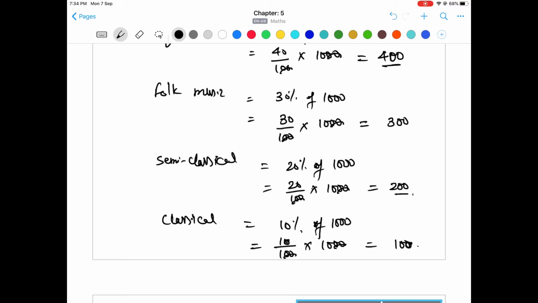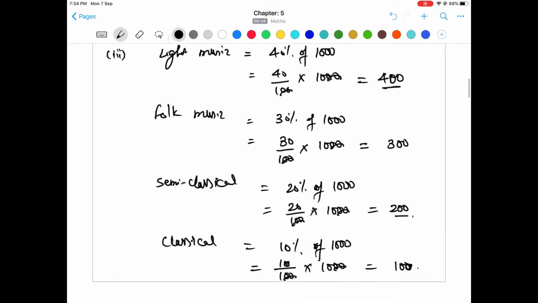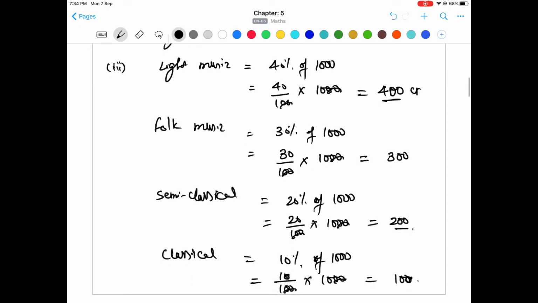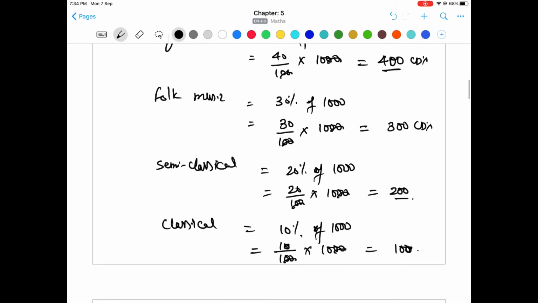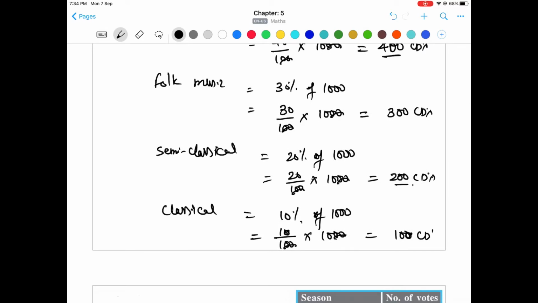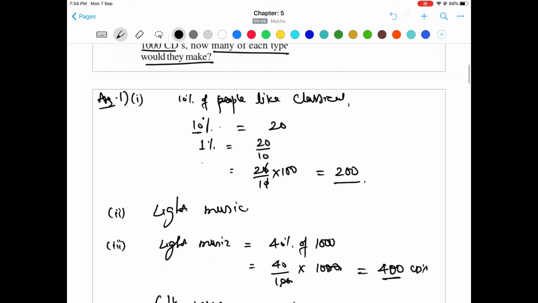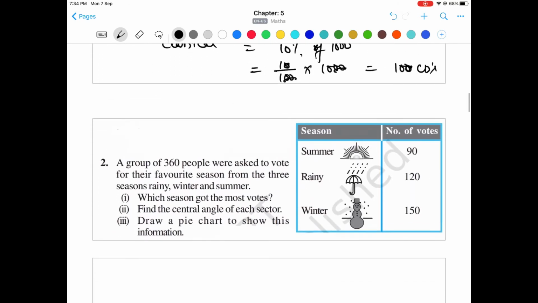So these are the CDs that the company needs to produce for each category of music: 400 CDs of light music, 300 CDs of folk music, 200 CDs of semi-classical, and 100 CDs of classical. That's the solution of question number 1.